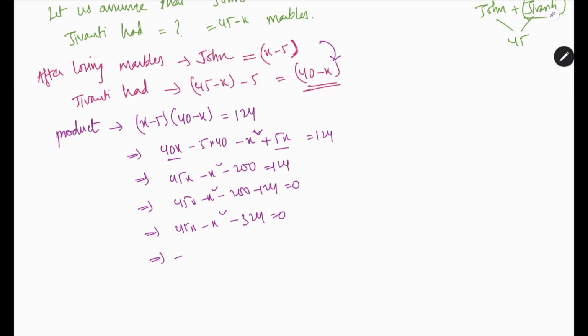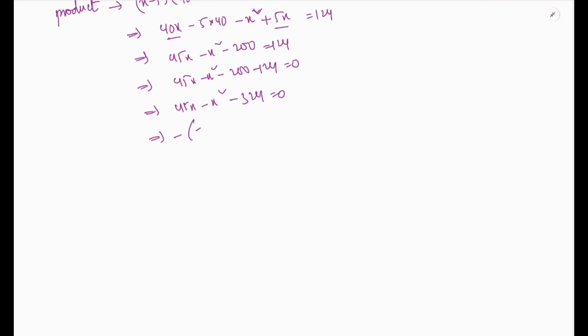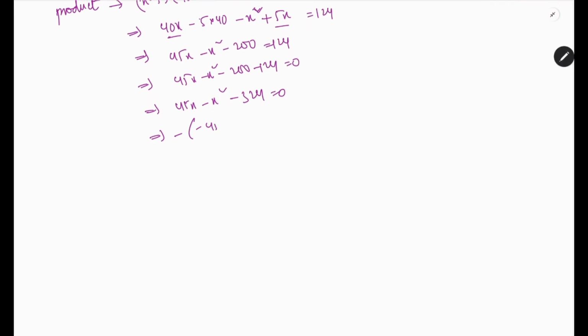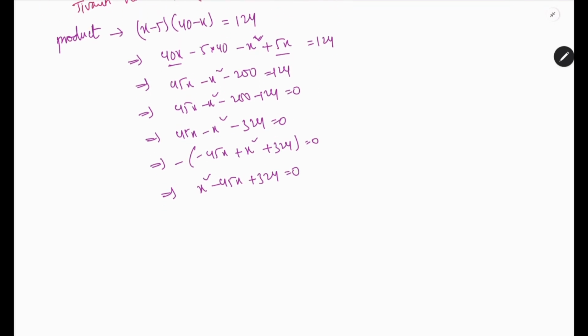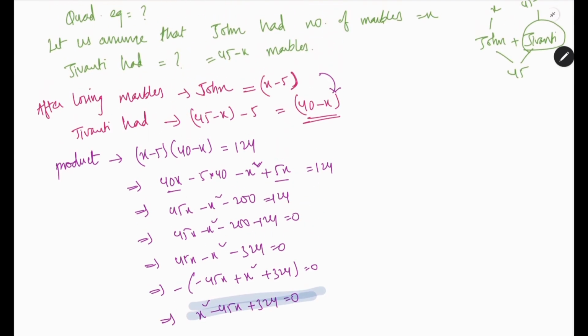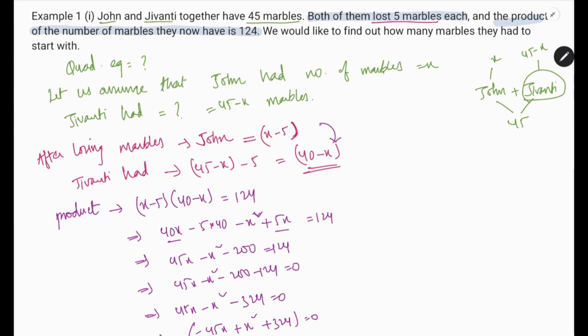Take minus common. Minus of minus 45x plus x² plus 324 equals 0. That is x² minus 45x plus 324 equals 0. See, this is the quadratic equation we have got. Okay, next one.